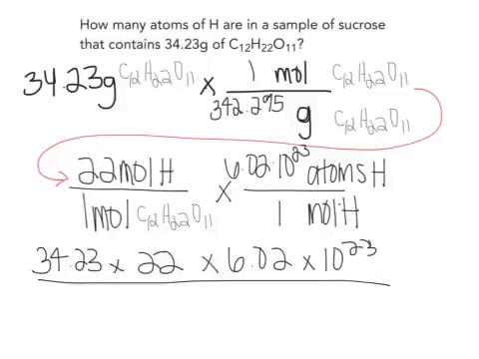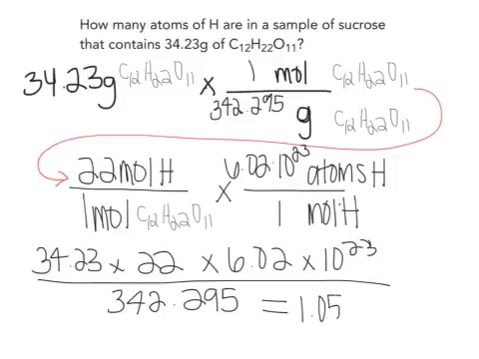What works for me is if I multiply the top of all of the fractions and then divide by the bottom. So we'll multiply 34.23 times 22 times 6.02 times 10 to the 23rd. Then we'll divide by 342.295. Canceling out everything that we know, we should end up with 1.055 times 10 to the negative 22nd atoms of hydrogen.